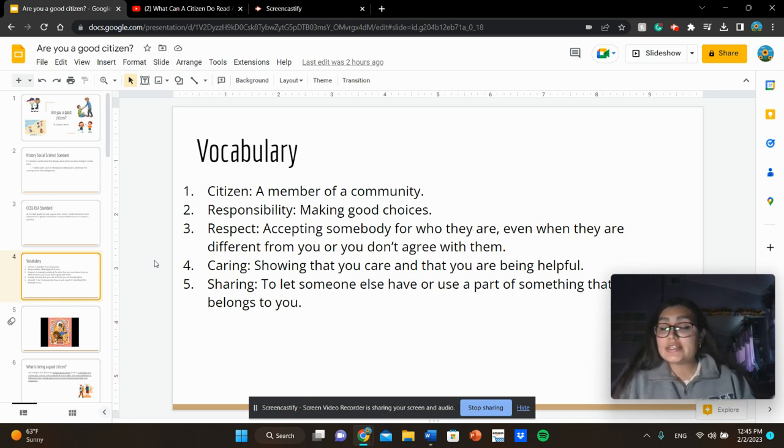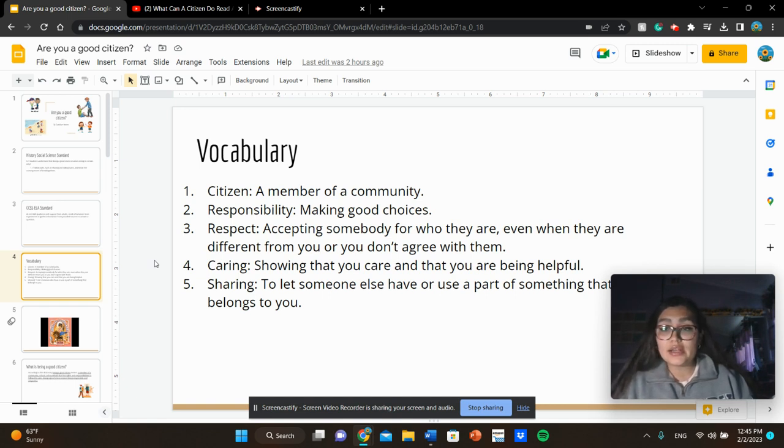Respect is when you're accepting somebody for who they are, even when they are different from you or you don't agree with them. And respect is very, very important because not everyone's going to think like you. Not everyone is going to be like you. And that's okay because we're all different, we're all unique, and we all need to respect our choices, our opinions. Okay?